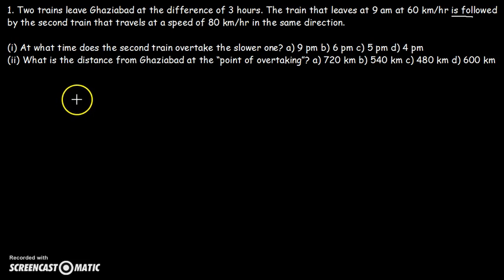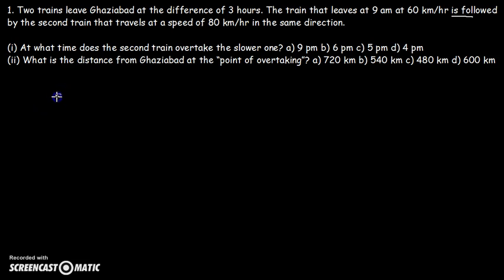Let us take the first question. Two trains leave Ghaziabad at the difference of 3 hours. The train that leaves at 9 am at 60 km per hour is followed by the second train that travels at a speed of 80 km per hour in the same direction. At what time does the second train overtake the slower one? Also, what is the distance from Ghaziabad at the point of overtaking?